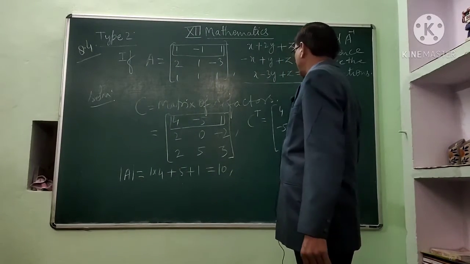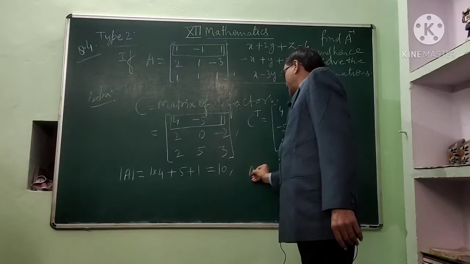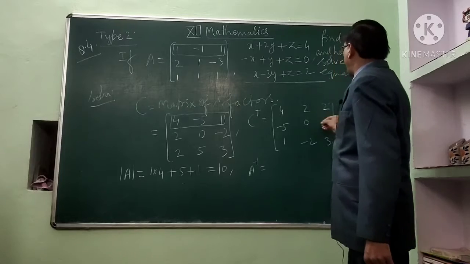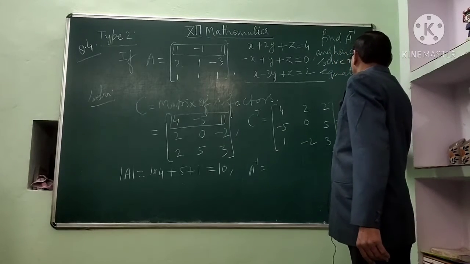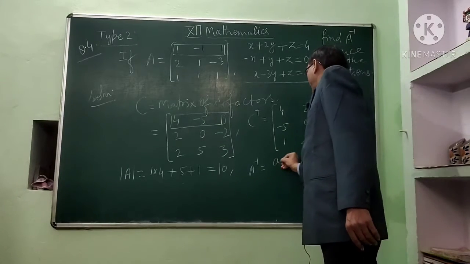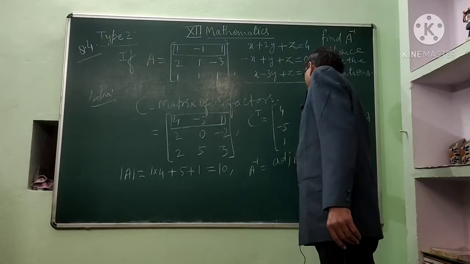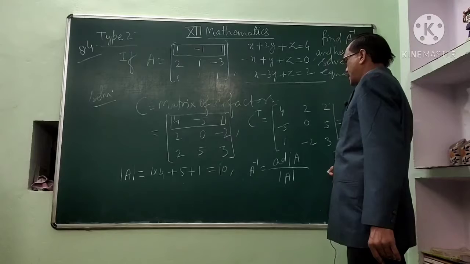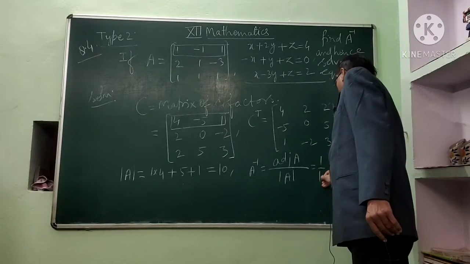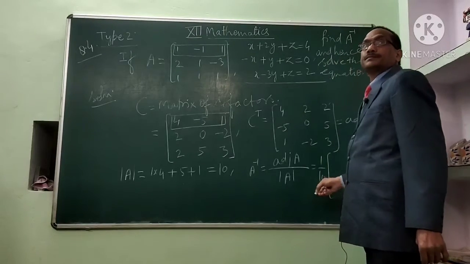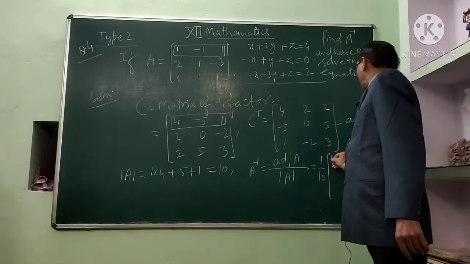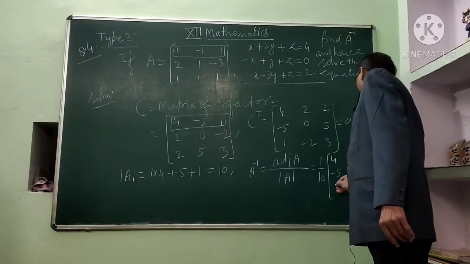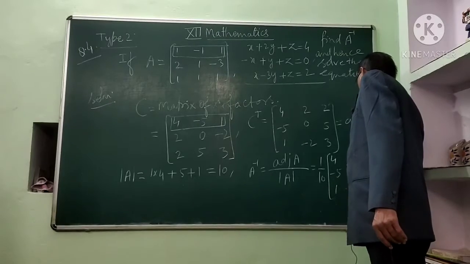Now, A inverse is, so it becomes adjoint. So it is adjoint of A upon determinant of A, which is 1 upon 10 of [4, 2, 2; -5, 0, 5; 1, -2, 3].